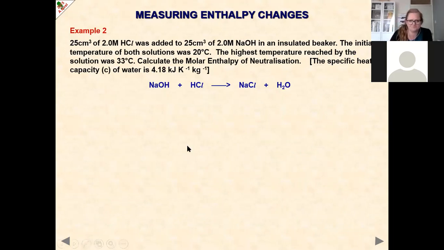Okay, so you want to work out your temperature change. We can work out delta T straight away. Delta T, well, it was 20 to begin with. The highest it went was 33. So our delta T was 13 degrees Celsius.